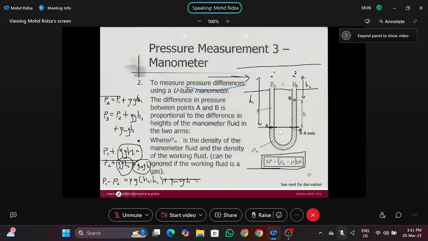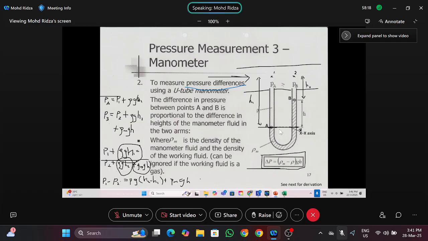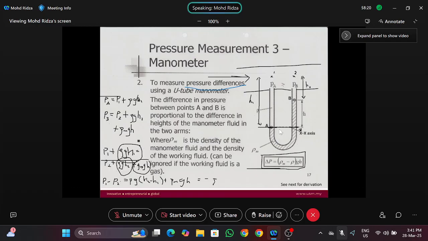You're almost there. You have to bear with me. Is it hanging? Alright. So it equals negative rho G H plus rho M G H. And then you can factor them out, and you get this line. So the change in pressure equals rho of manometer minus rho of liquid, times G, times H.